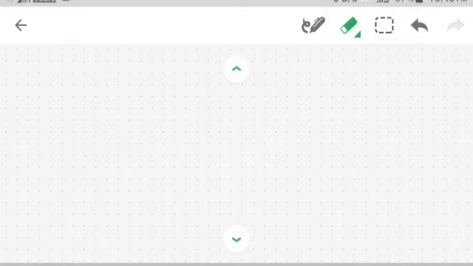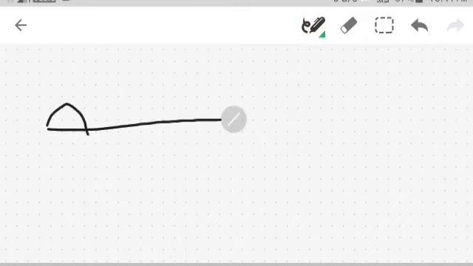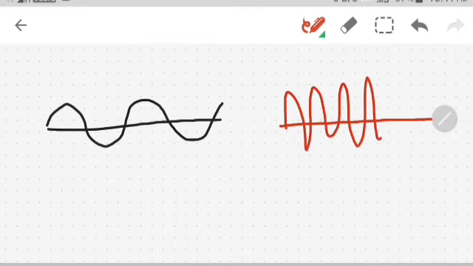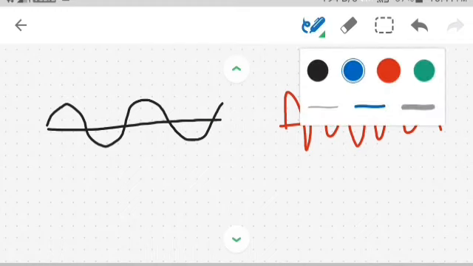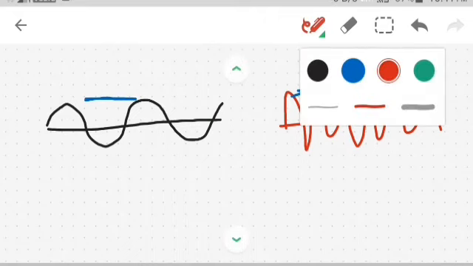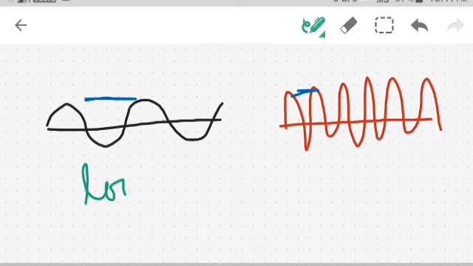Basically, there are two types of frequency. One is low frequency and one is high frequency. Now, what is low frequency? This is the picture of a low frequency. This is the waveform of a low frequency, and this is the waveform of a high frequency. So what is the difference between them? Actually, you can see the distance between the two peaks in low frequency is greater than the distance between the two peaks in high frequency. High frequency waves are very near to each other.